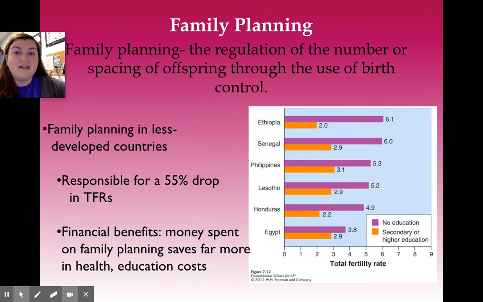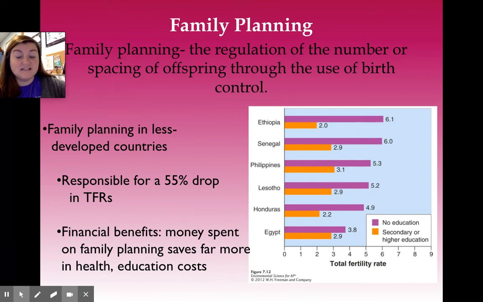So family planning is just the regulation of the number or spacing of offspring through the use of birth control. So that's going to be essentially just, I think an easier way to look at it is just women, specifically women, taking control over their ability to reproduce and saying, like, I'm going to not reproduce anymore, and I'm going to make that choice for myself and my family. And so family planning has become more common across the world.